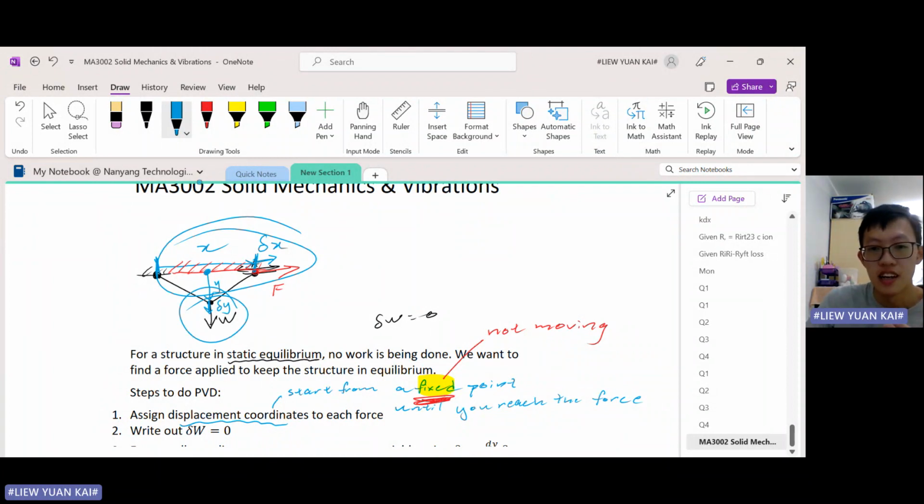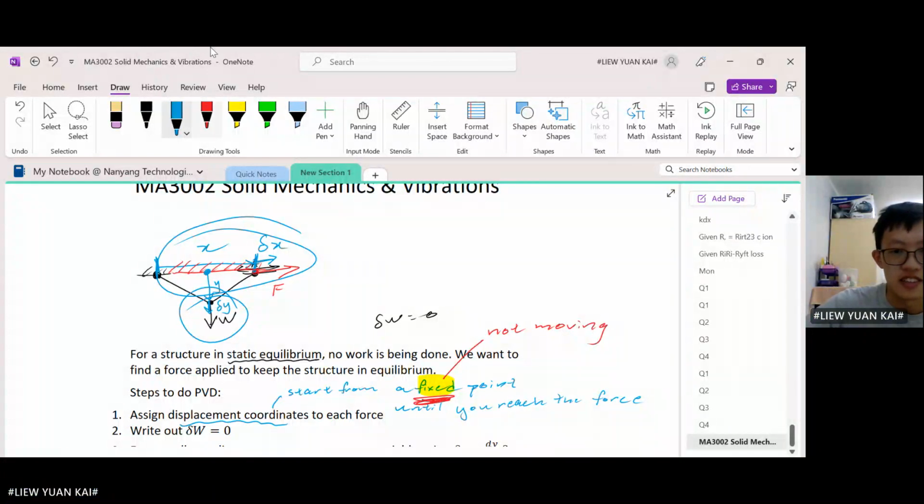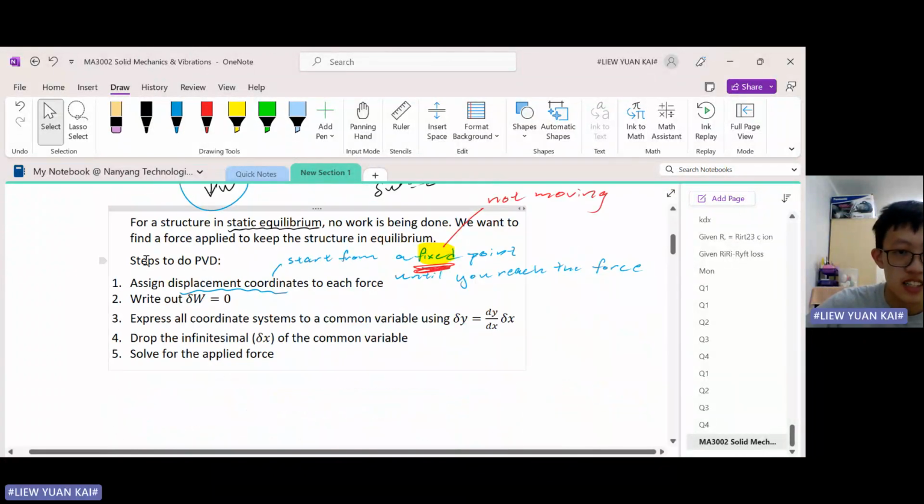Okay, so this is the way you assign your coordinate axis. I know in the tutorials throughout here, they assign it for you, but in the finals, I know some questions want you to do it yourself. So this is the idea. You start from a fixed point, and then you go all the way until you reach each force. Yeah, so that's how you do the coordinate axis.